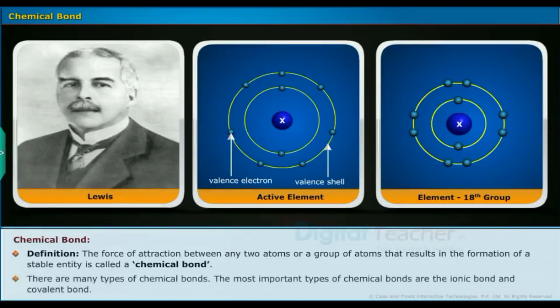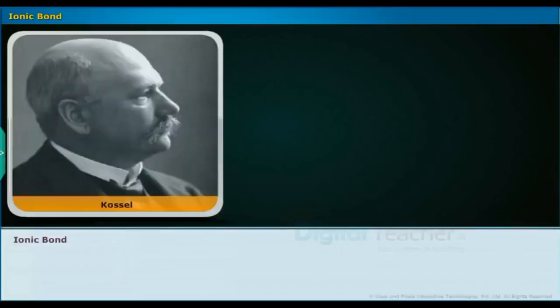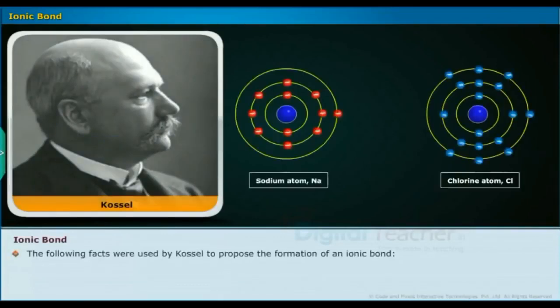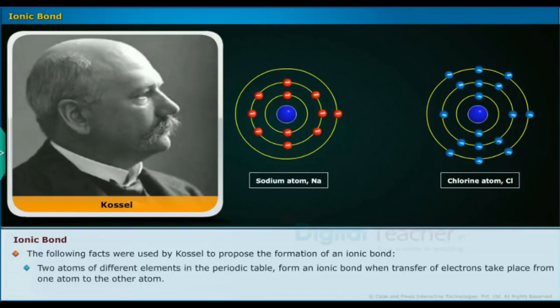There are many types of chemical bonds. The most important types of chemical bonds are the ionic bond and covalent bond. Let us learn about each of the chemical bonds in detail, beginning with the ionic bond. Ionic bond. The following facts were used by Kossel to propose the formation of an ionic bond. Two atoms of different elements in the periodic table form an ionic bond when transfer of electrons takes place from one atom to the other atom.